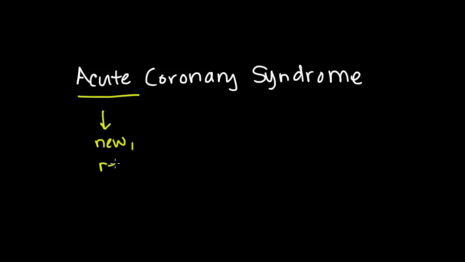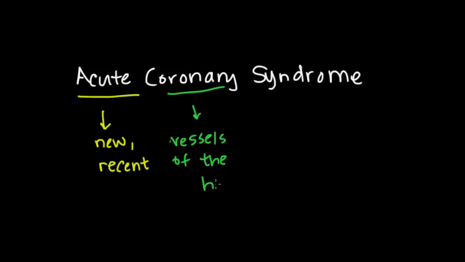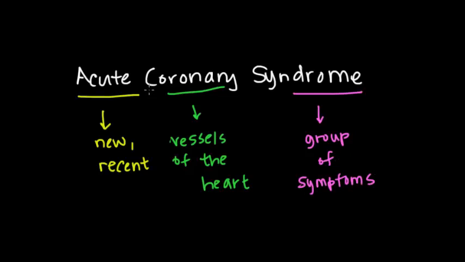Something acute is something new or recent in onset. So this is the opposite of chronic or ongoing. Coronary refers to the vessels of the heart, and specifically we're talking about the vessels that supply the heart muscle. So the heart's own blood supply, if you will. And finally, a syndrome is just a group of symptoms. So even if you've never seen this term before, you can figure out that acute coronary syndrome must be a group of symptoms that have come on recently that have something to do with the vessels of the heart.